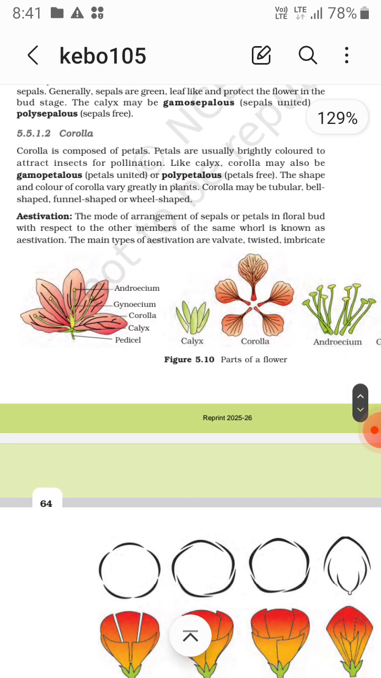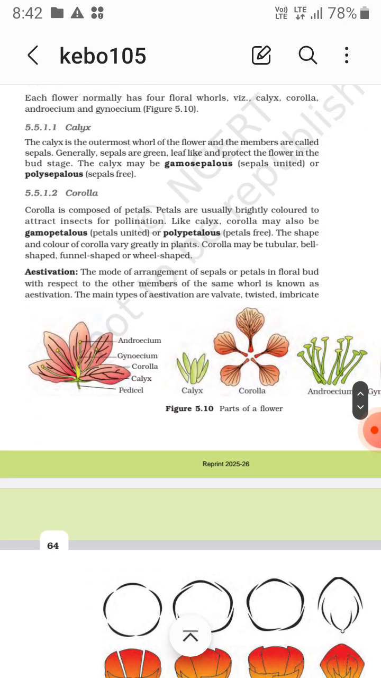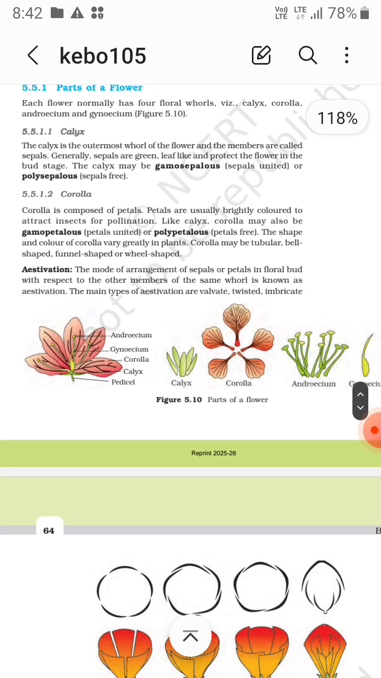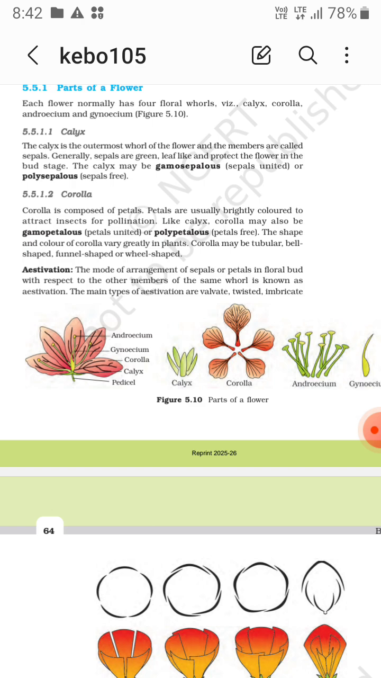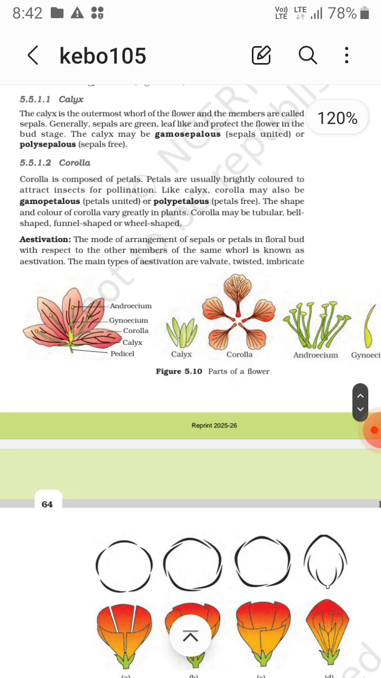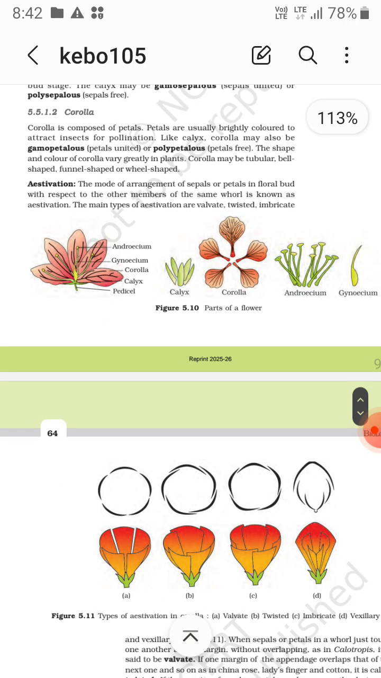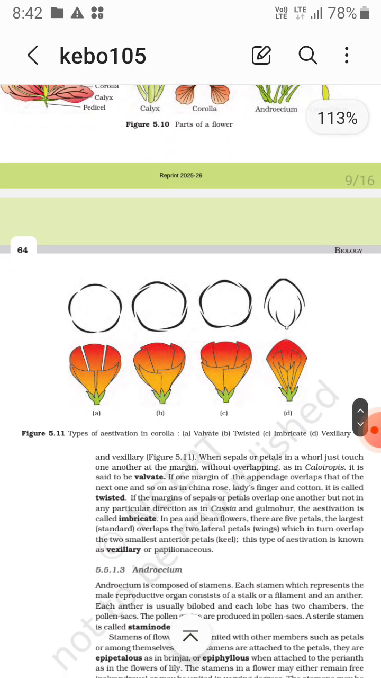Now estivation, we are studying the estivation under the calyx and corolla context. Right, now estivation, what is estivation? The mode of arrangement of sepals or petals, means calyx and corolla, in floral bud with respect to the other members of the same whorl, is known as estivation. The main types of estivation are: first one is the valvate, second is the twisted, third one is the imbricate, and fourth one is the vexillary.